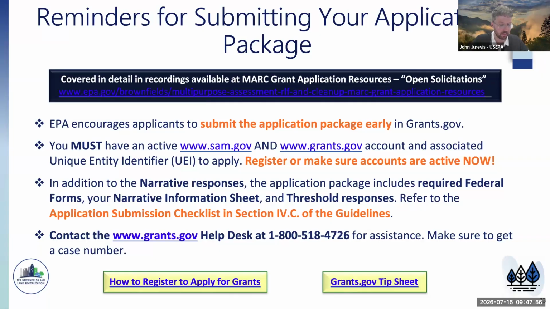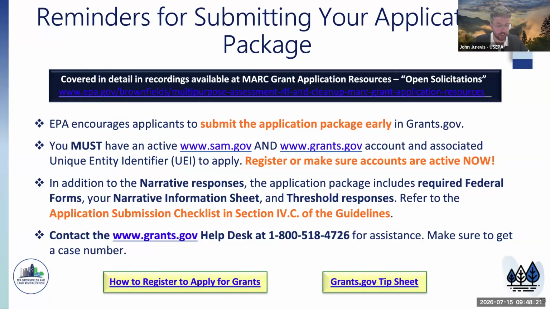Next bullet is kind of another plug for the application submission checklist. So these applications, there's a lot that goes into them. There's the narrative section, but there's also the threshold responses. There is a letter from the state. There are different attachments for different grant types. So just make sure that you go through and submit every required item.